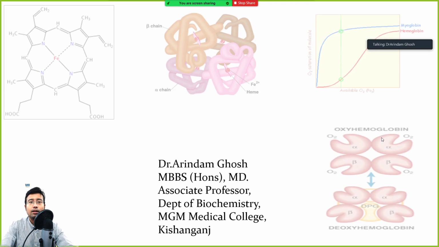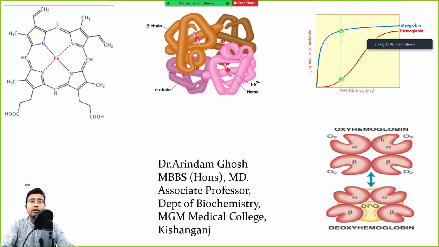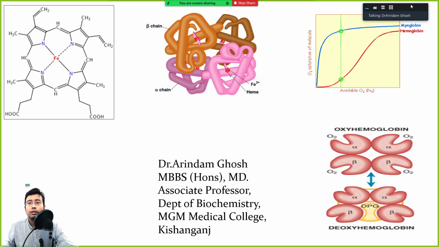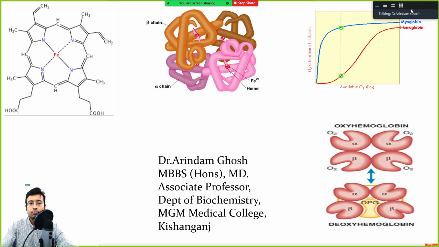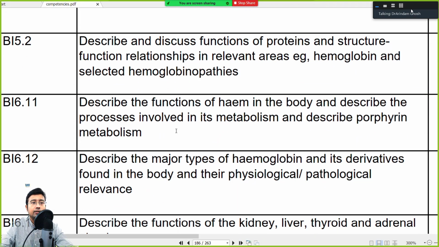In this series of lectures, we will be covering the whole topic of hemoglobin, hemoprotein, oxygen dissociation curve, and everything. So, basically, we are covering competency number 5.2. Under 5.2, hemoglobin is listed under structure function relationship of proteins.